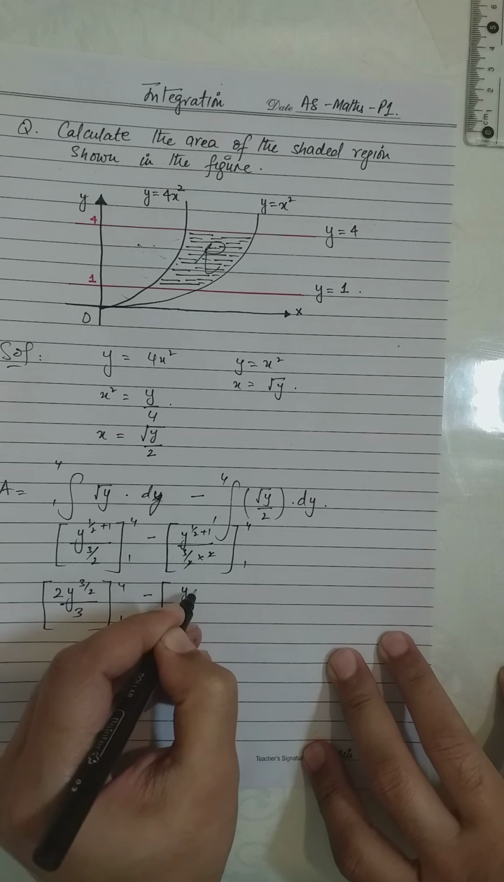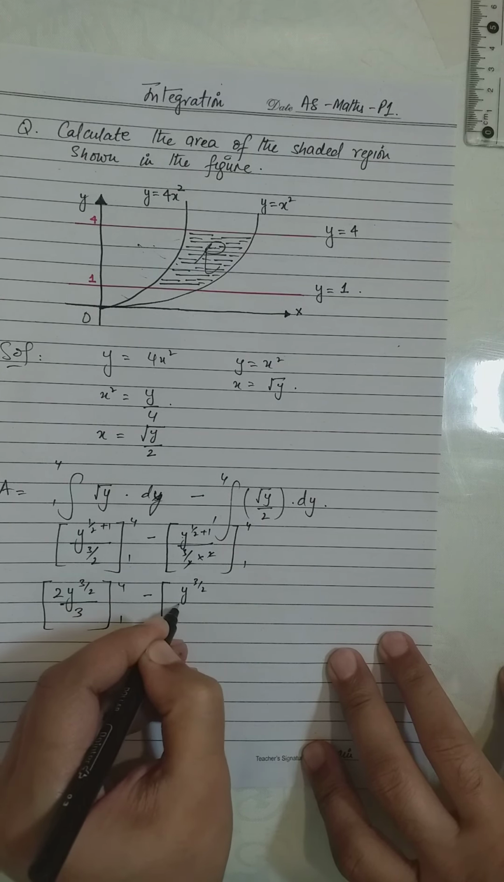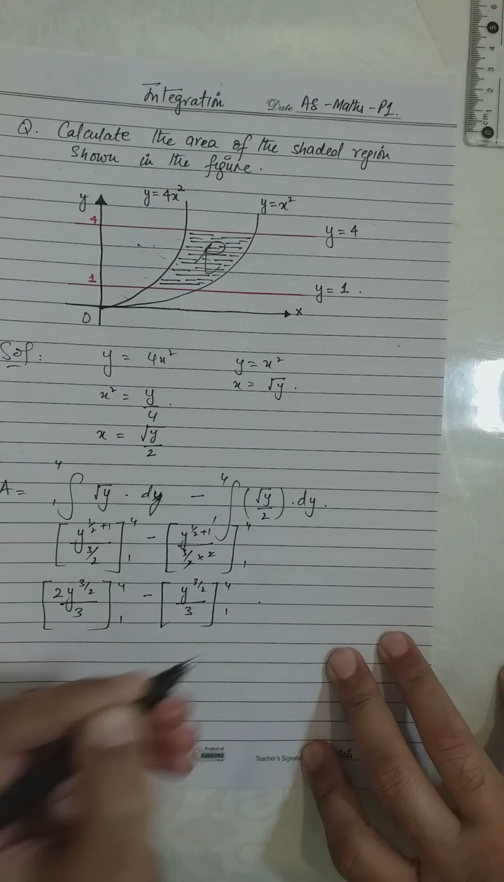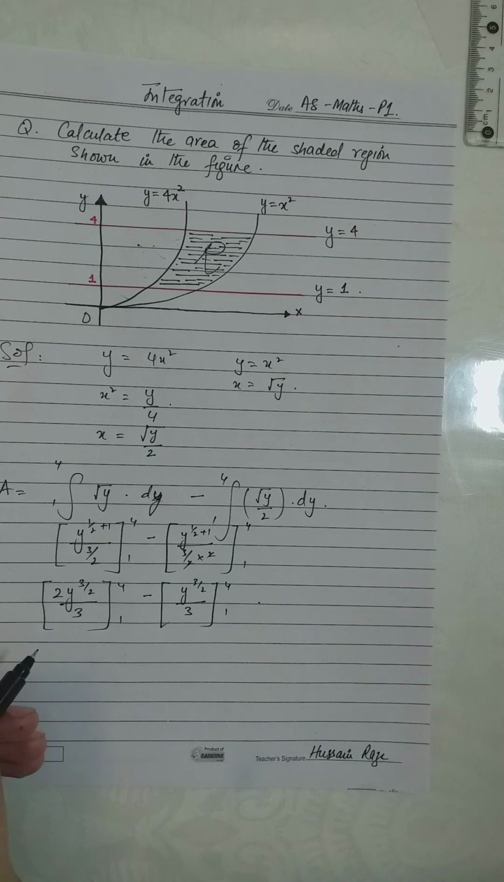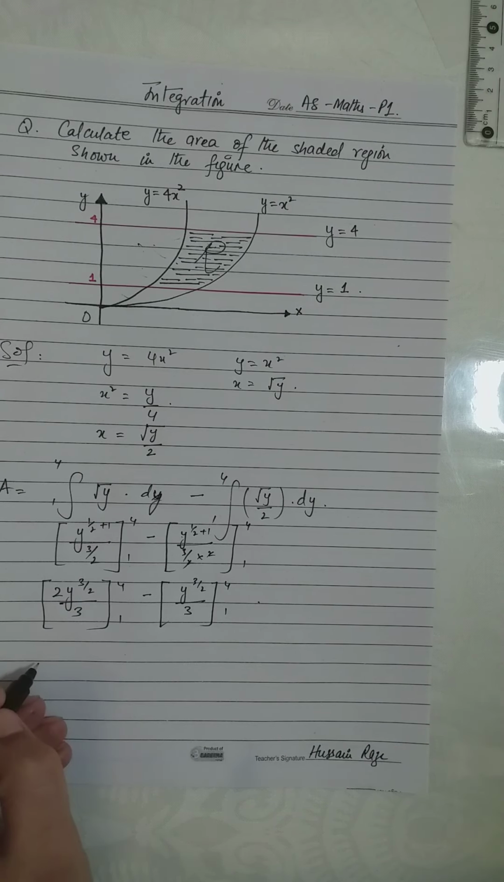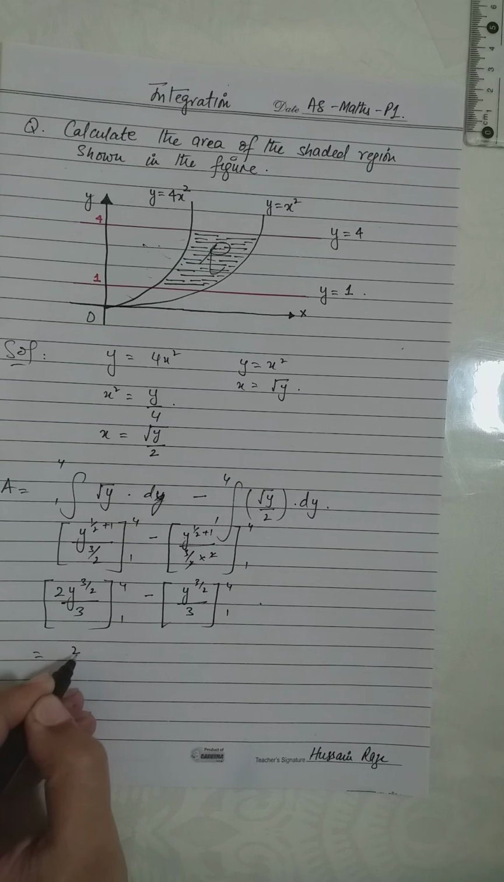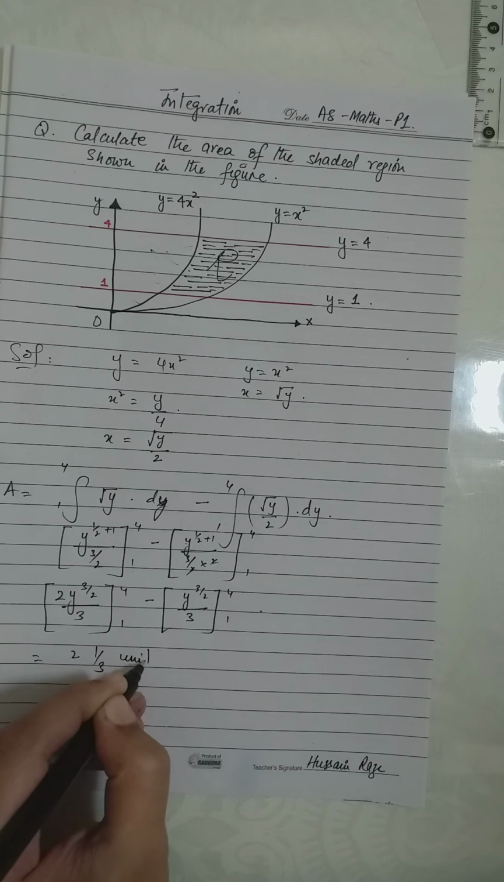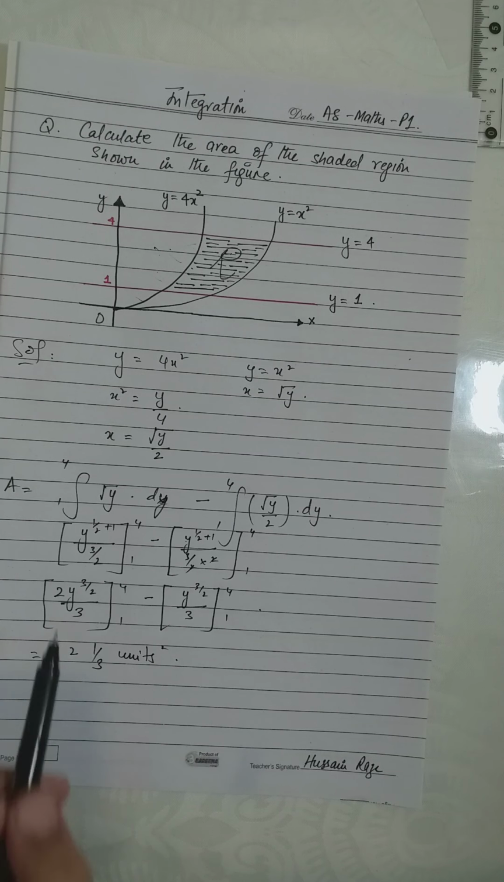Over here we get y to the 3 over 2, the whole thing over 3, with the limits applied 4 and 1, and if we are integrating this, the final answer would be 2 whole 1 over 3 units squared. So just plug them in.